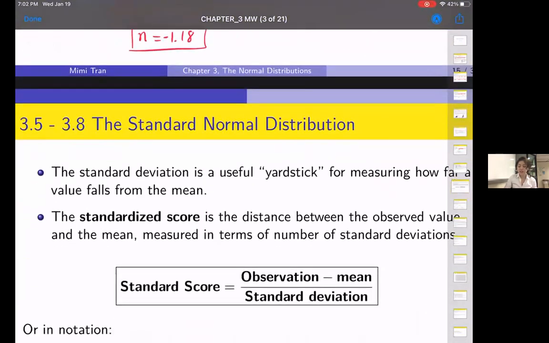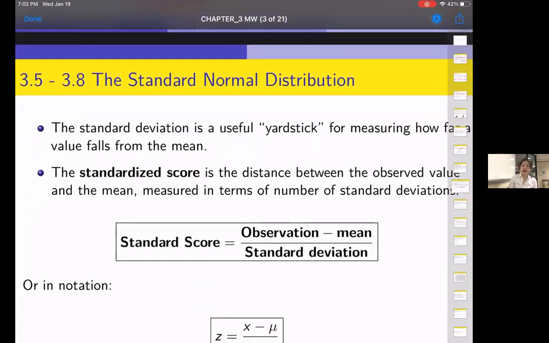The standard deviation is a useful yardstick for measuring how far a value falls from the mean. So basically, this repeats the definition of standard deviation, right? How far are you from the mean, on average. Now we come to the new idea.